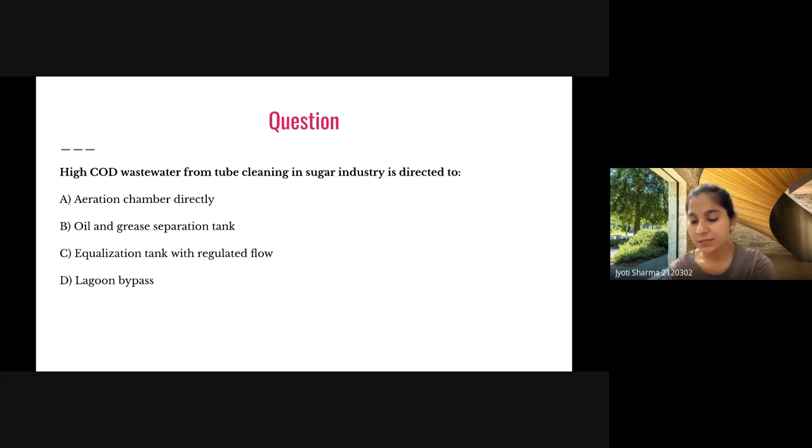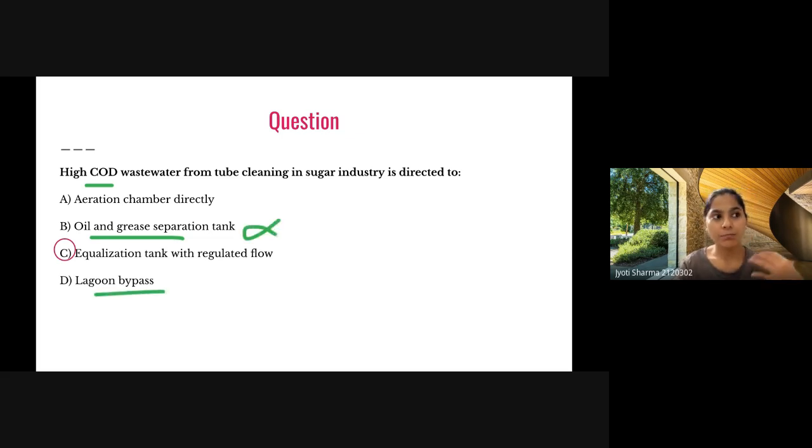Okay, let me see the answers. Tia gave me C. Yes, so I also agree with this. So C is the right answer. See, oil and grease is not giving you high COD, and oil and grease is very different from other organic matters. No doubt, oil and grease are also part of organic matter, but here, if we have high COD wastewater, this wastewater is different from oil and grease. So this will not be the right answer.